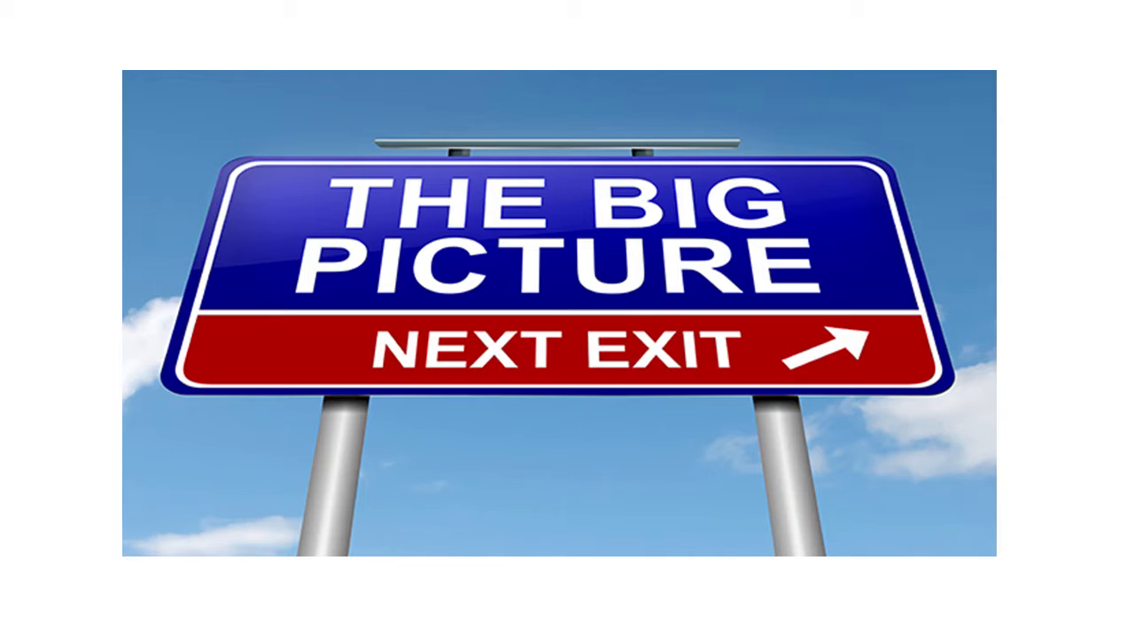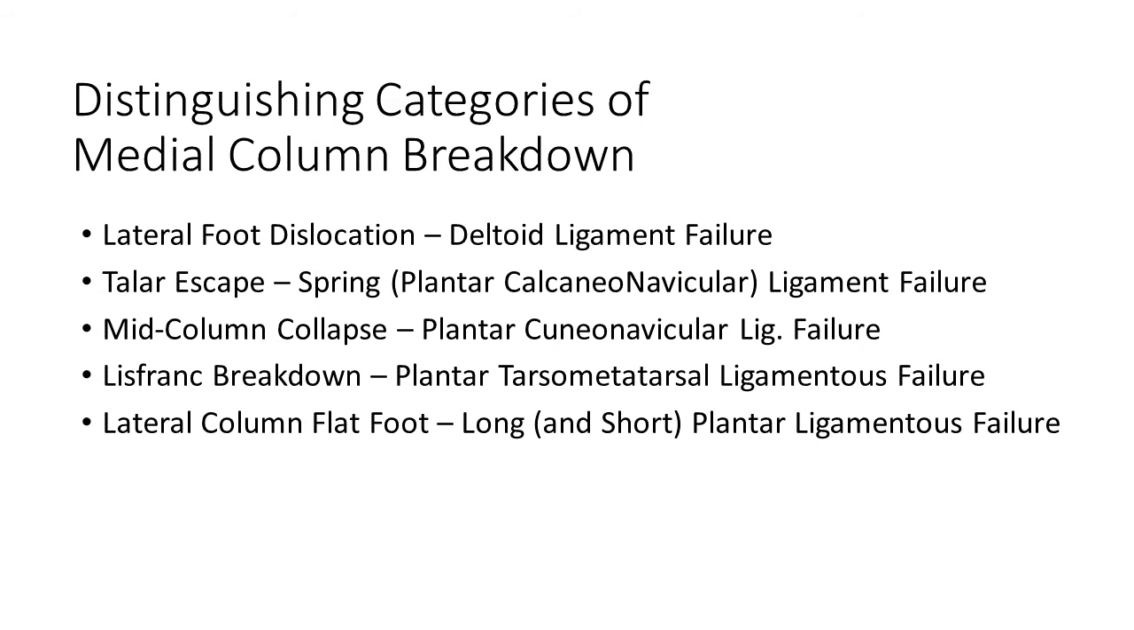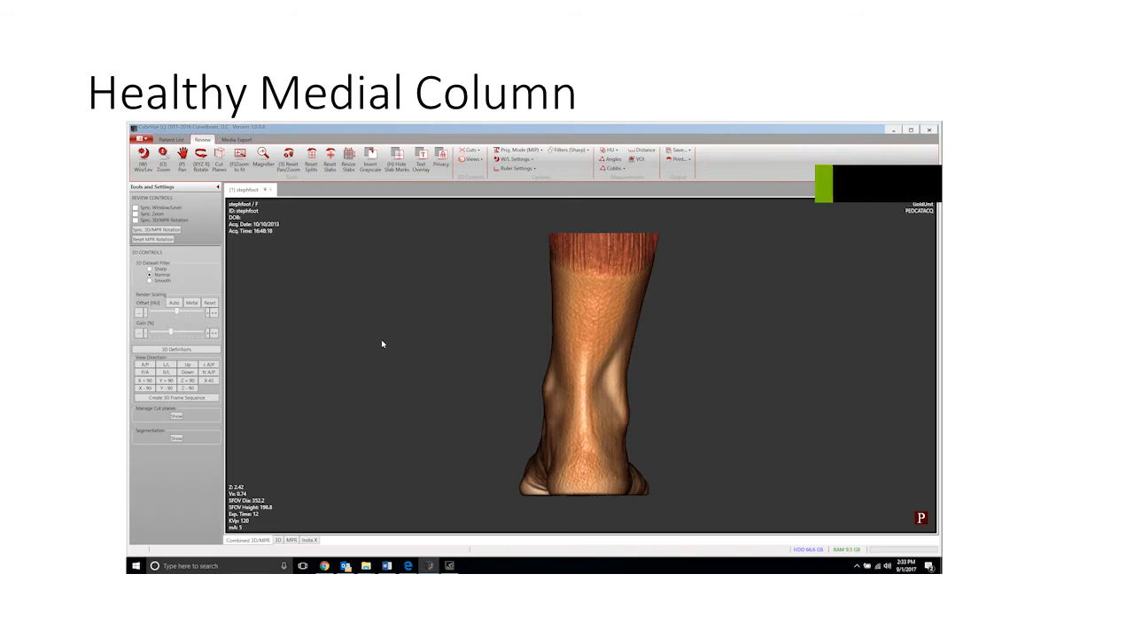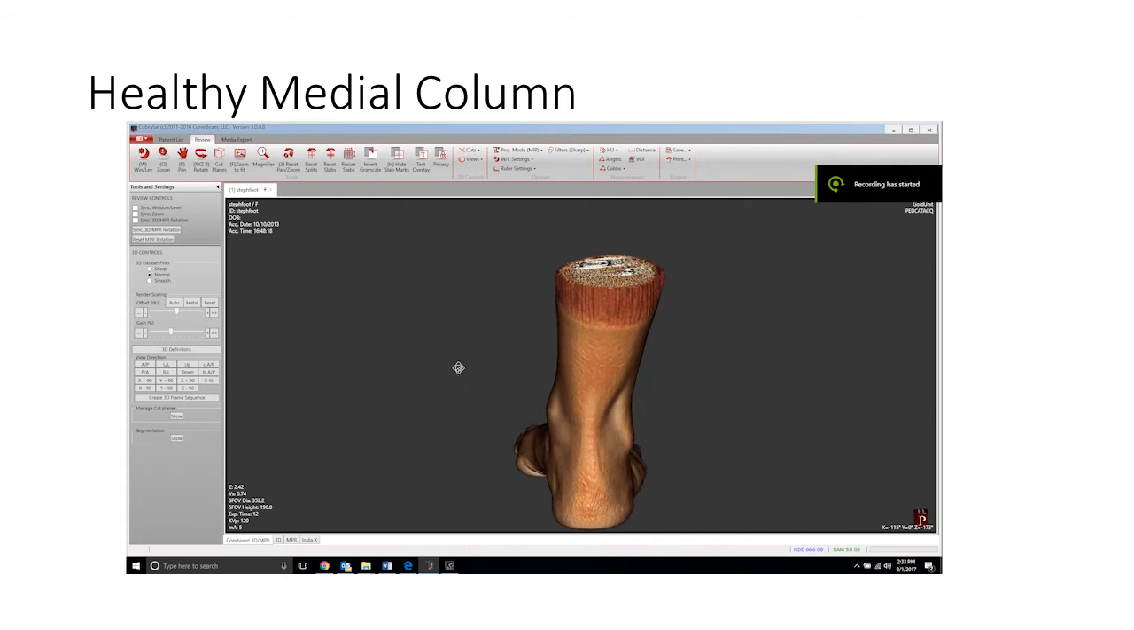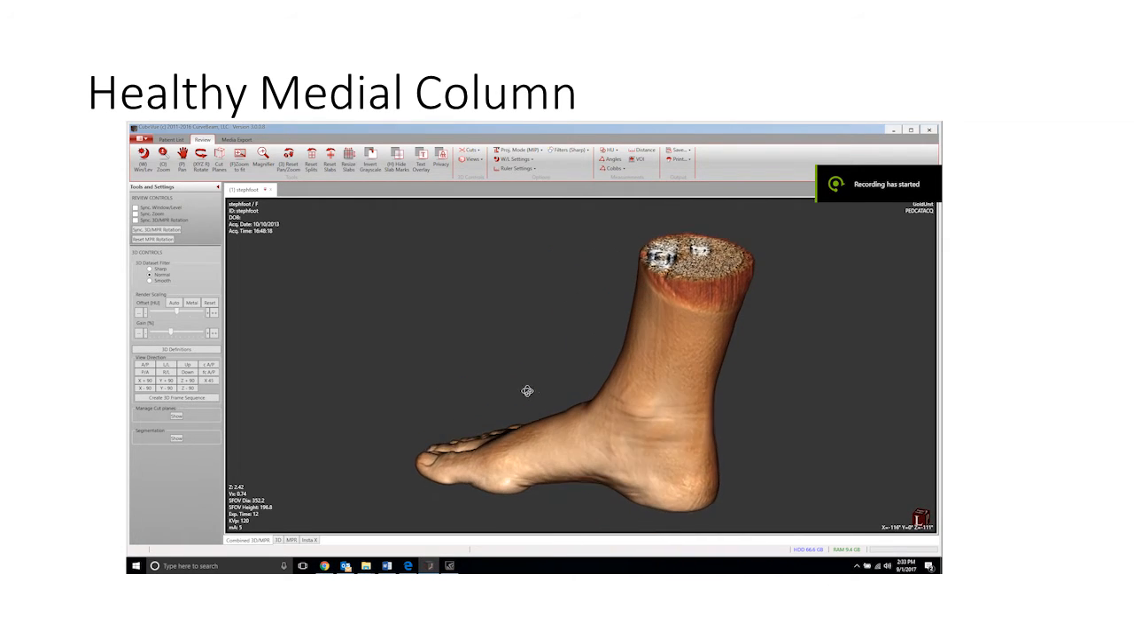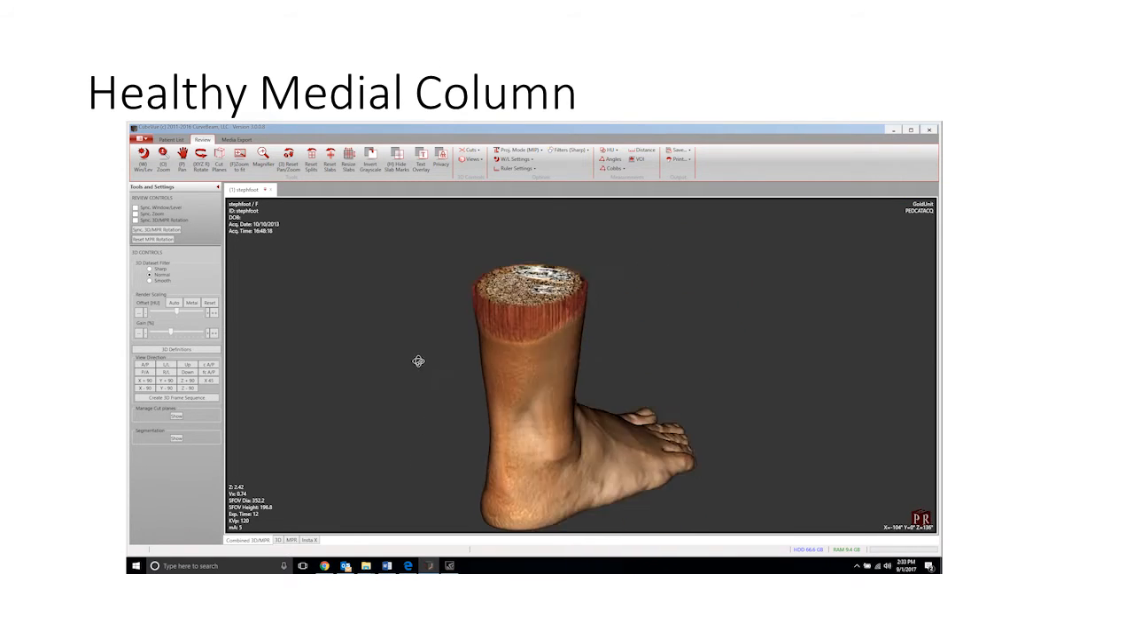So now I present to you the big picture. We've identified 5 different types of categories, and these are categories that we've seen over the 15,000 patients that have come through our doors. And each one of these types of pathologies we're surmising is a result of a certain ligament failing. First, we'd like to look at what a healthy medial column is, because only with that can we start to determine what's not healthy.